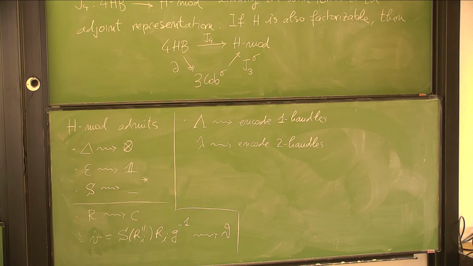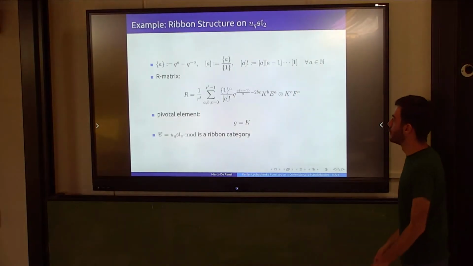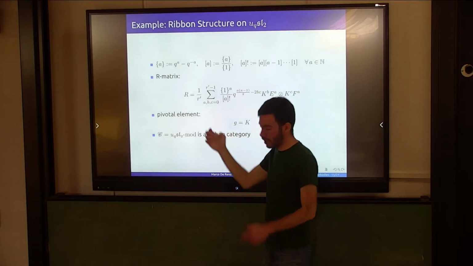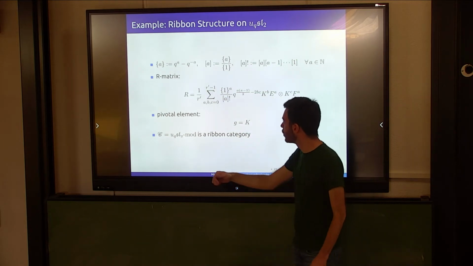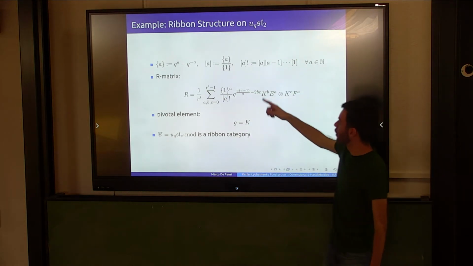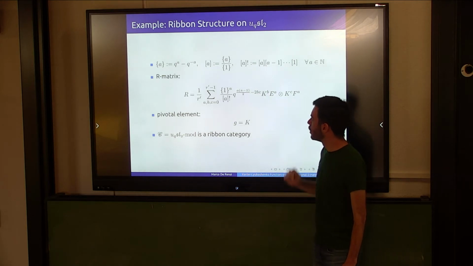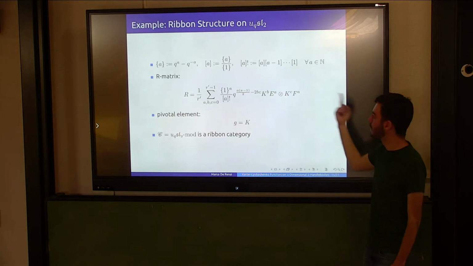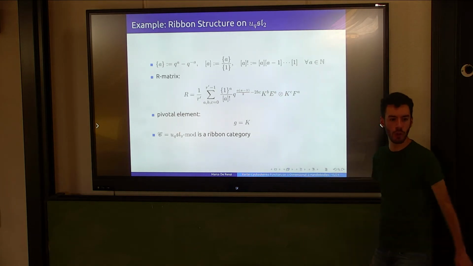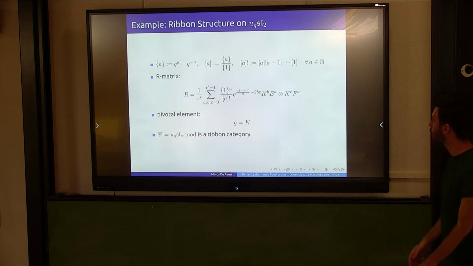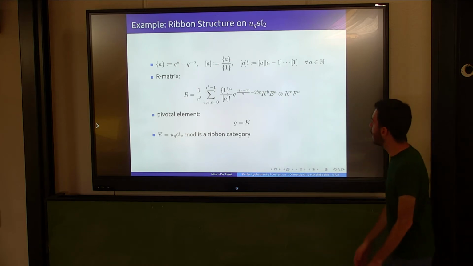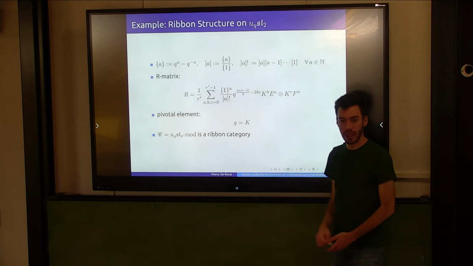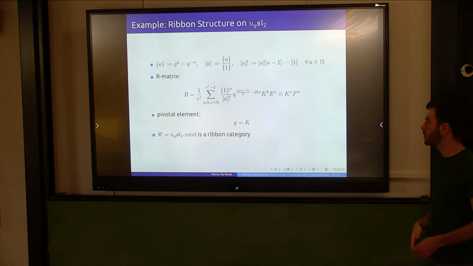So this is just a reminder of a very common notation about quantum integers. So the curly bracket of a is q to the power a minus q to the power minus a. Then the ratio of curly bracket of a over curly bracket of 1 defines quantum a, and the quantum factorial is this product of quantum integers between a and 1. Right, this holds for every a in N, and this allows us to define the R-matrix. So the R-matrix is this, which gives the quasi-triangular structure.